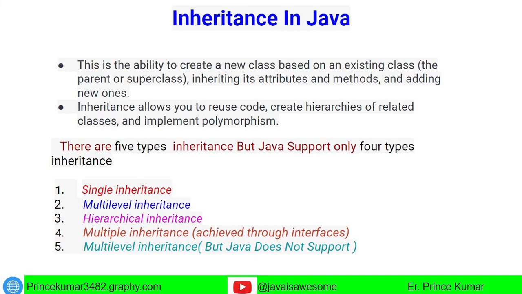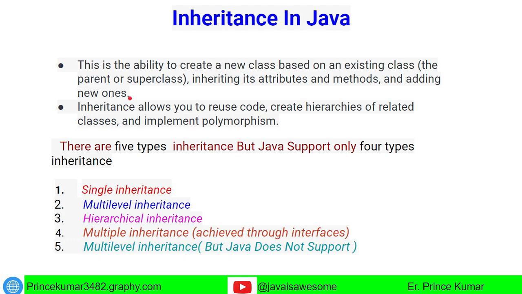Now the next topic is inheritance, and this is a very, very important topic. This topic provides us reusability. Inheritance has the ability to create new classes based on existing classes. For example, you already have an existing class and you need to create a new class, so we can take the help of the existing class and create our own class. That is called inheritance: inheriting its attributes and methods and adding new ones.